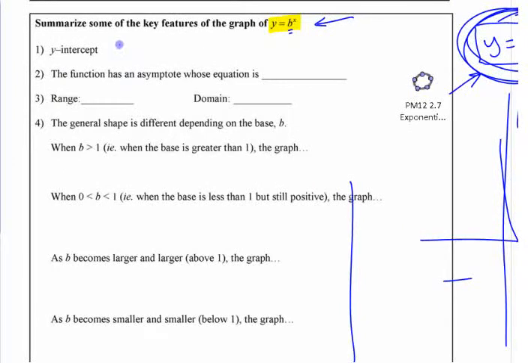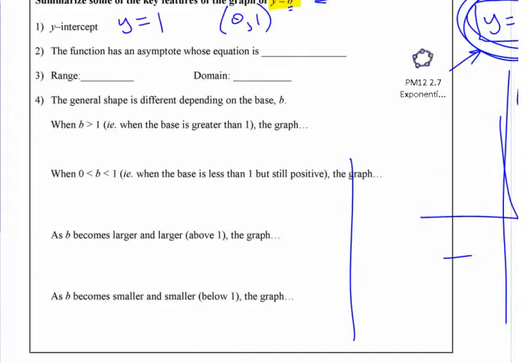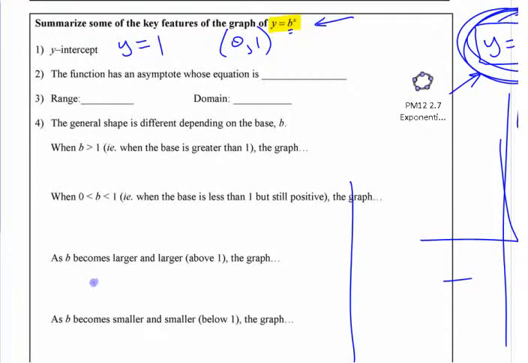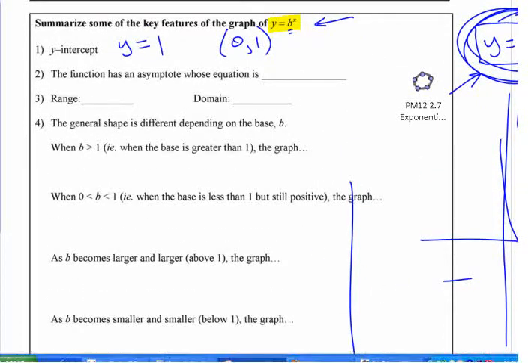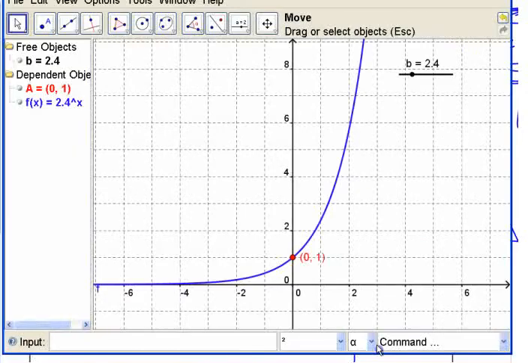The y-intercept is 1, right? Or in other words, if you want to put a point, you could say the y-intercept is at that point, 0, 1. This is halfway through there on page 26. It has an asymptote whose equation is y equals 0.